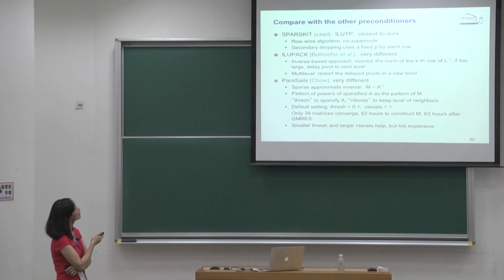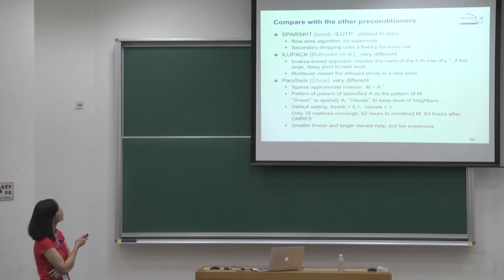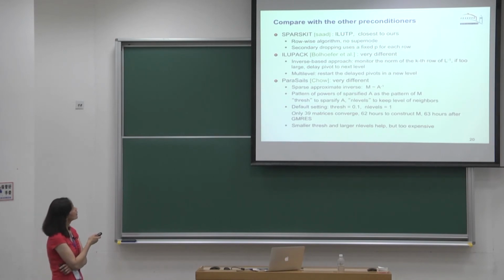It's called ILUPACK. He was actually a postdoc of Yusef when he was doing this, and developed most of this. Later he improved it a little, but most of the ideas, the two of them developed together. So this one is very different from the algorithm I just mentioned. This one uses an inverse-based approach. At each step, it monitors the norm of the kth row of the inverse of this L factor. Because you don't want the inverse to be big, otherwise the approximate LU becomes unstable.